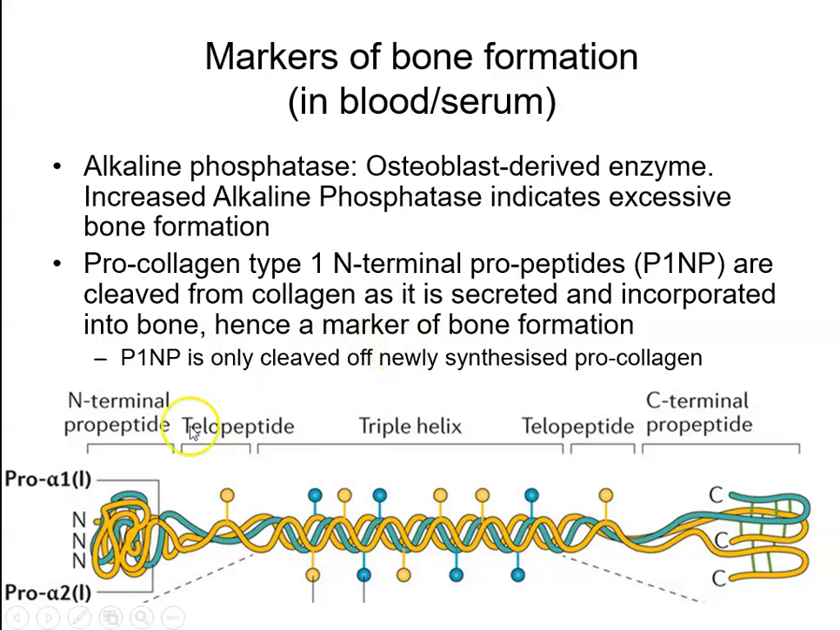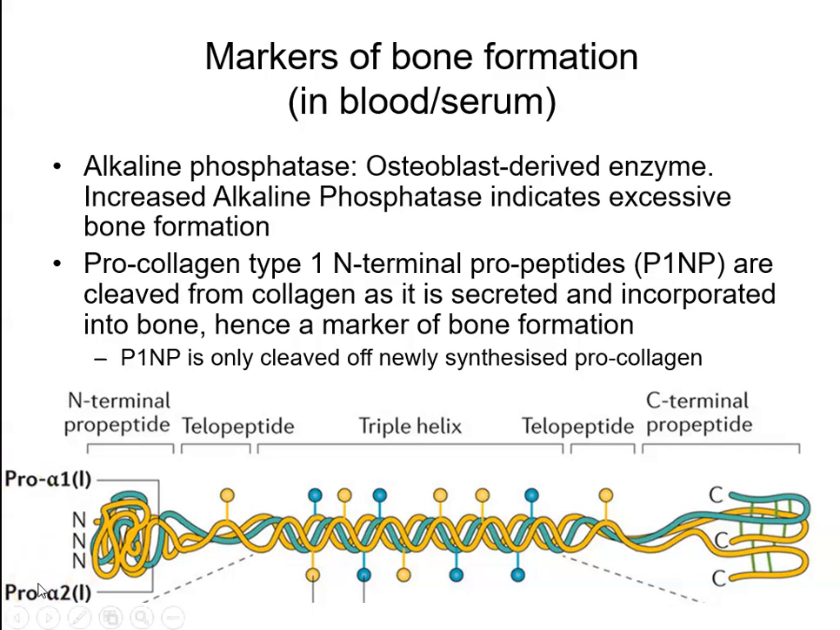Newly synthesized collagen has what we call the P1NP, which is the procollagen type 1 N-terminal propeptide. So that's this bit. So this bit is cleaved off when the collagen is laid down, and then this is the mature collagen that is actually laid down. Then you've got the telopeptide here, a telopeptide here. There's also a C-terminal propeptide, but the P1NP, the N-terminal propeptide, is the main one that we can look for in blood. So if you've got high levels of P1NP in blood, that suggests there's lots of bone formation occurring at that given time.